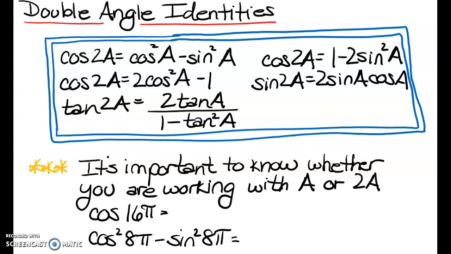This video is a continuation of the last one. This is the second half of section 5.5 in our book, and we're still talking about our double angle identities. So I've listed them out here.